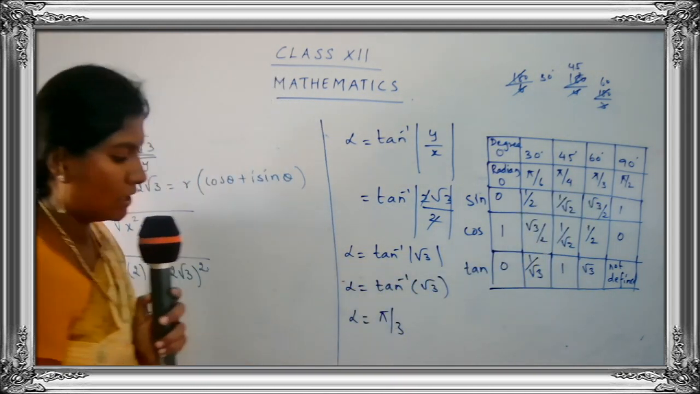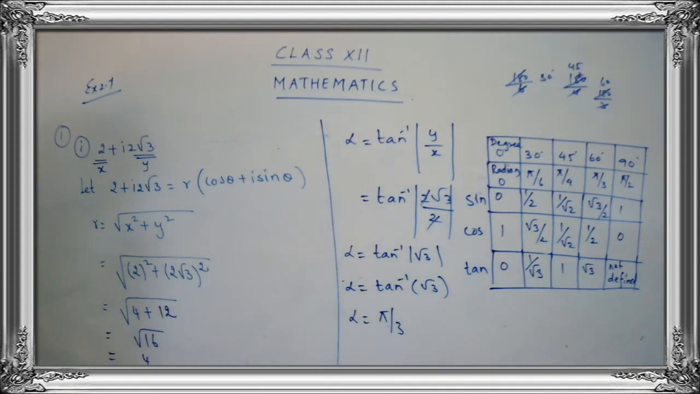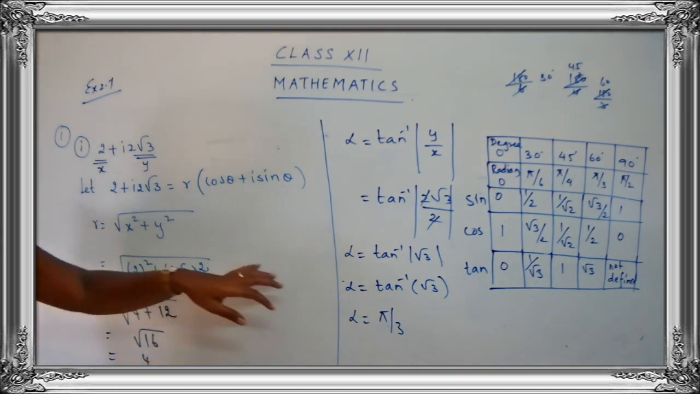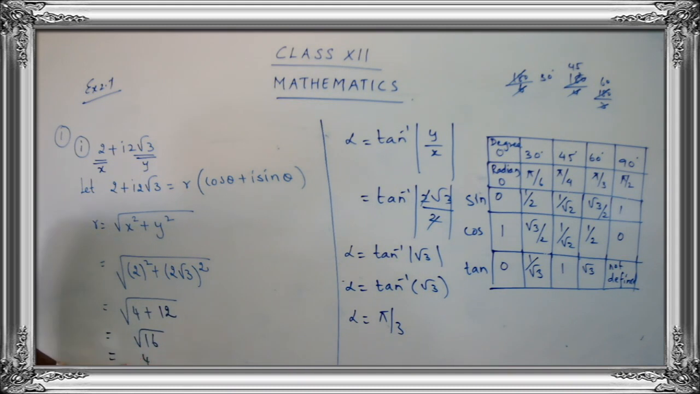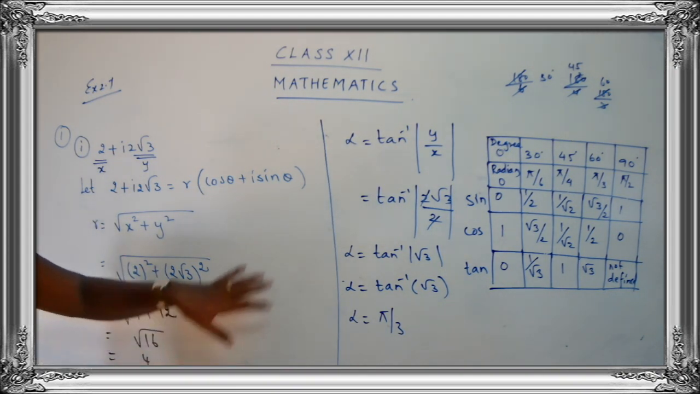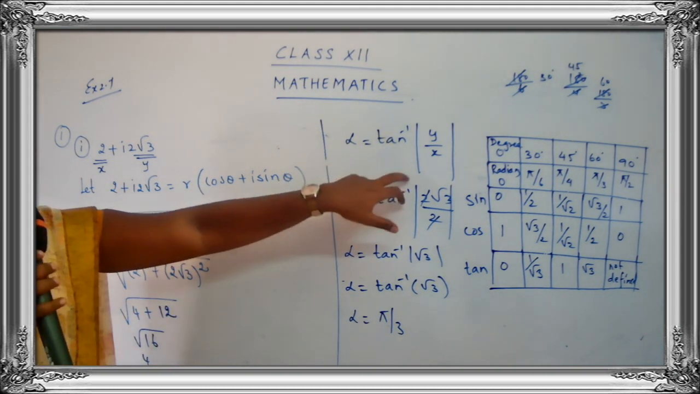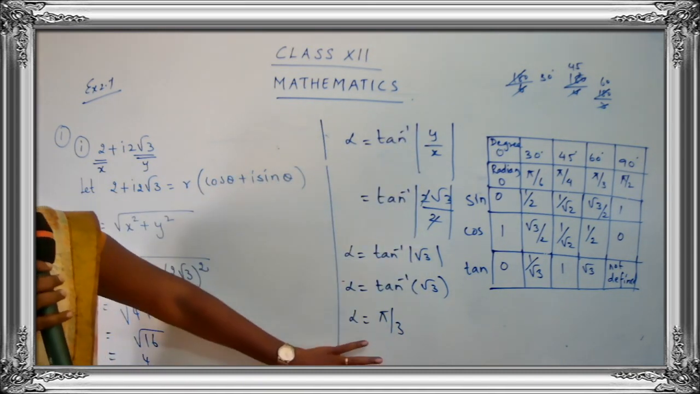Okay, children. So we got the value for alpha. What is the value for alpha? Alpha is equal to pi by 3. Now we have to find the value for theta, because if you find the value for theta, then only we can write the polar form. So I hope you are clear with the alpha part. The first step was finding r. We found r using the modulus formula, that is square root of x square plus y square. Once we find the modulus, we go for alpha, and alpha is equal to tan inverse of modulus y by x. So we have found the answer.